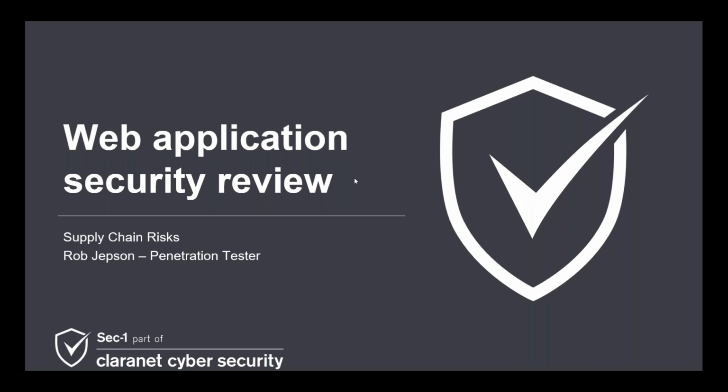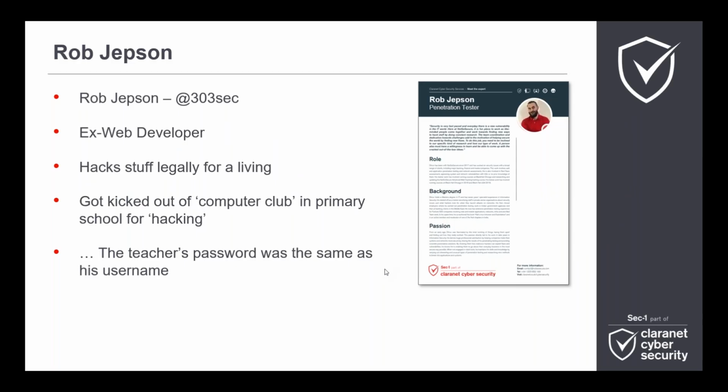Okay, so today I'm going to be talking about web application security review. We're looking primarily at supply chain risks and third parties. So about me, I'm Rob Jepson, 303sec on all platforms, so you've got Twitter, GitHub. I have a blog that you might be interested in if you want to really research me. I used to be a web developer, which gradually became more of a DevOps focused role until I got into offensive security several years ago. Now I get to legally hack stuff for a living, which is a lot of fun.